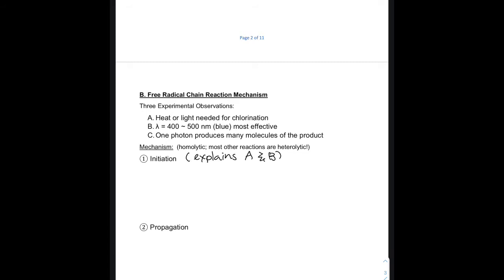In fact, chlorine bond absorbs blue light the best. Okay, and it is known that the chlorine-chlorine bond in a chlorine molecule, the elemental chlorine, can be homolytically broken by UV light around 400 to 500 nanometer wavelength. And remember that the energy of a light radiation can be given by this equation where h is Planck's constant and nu is the frequency.